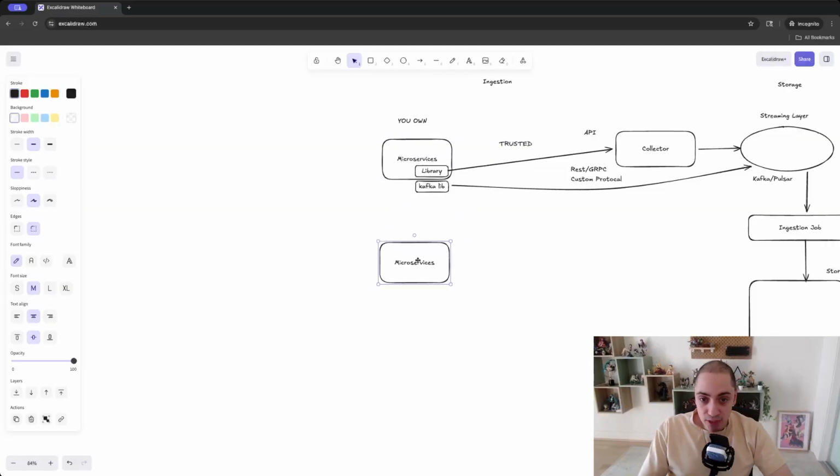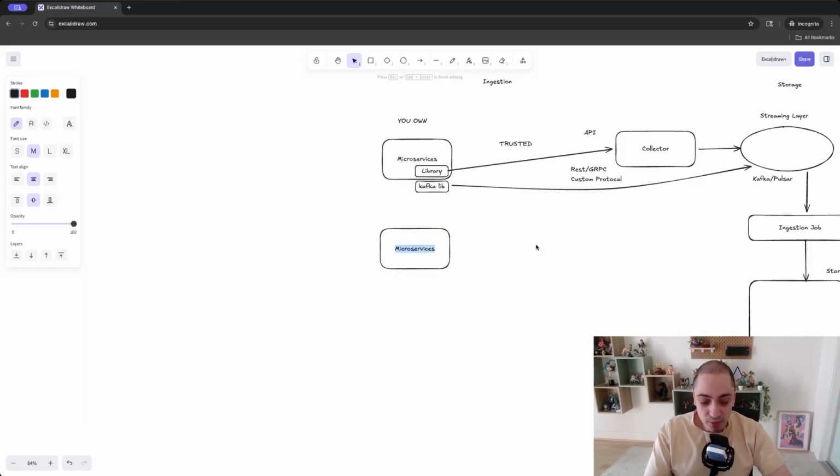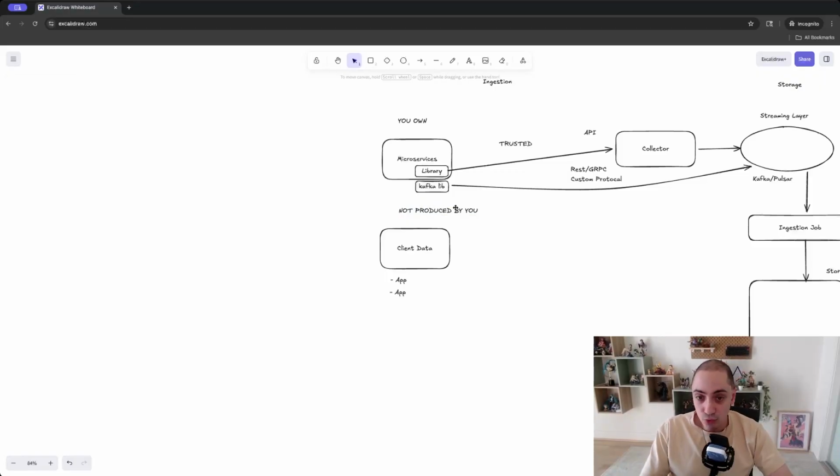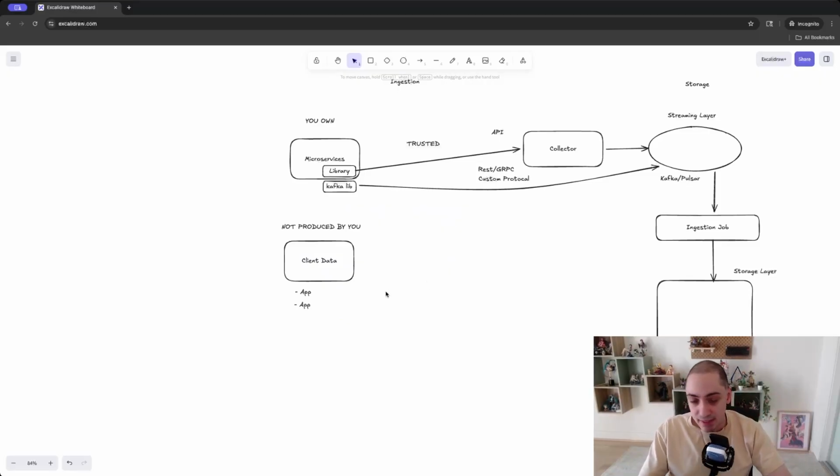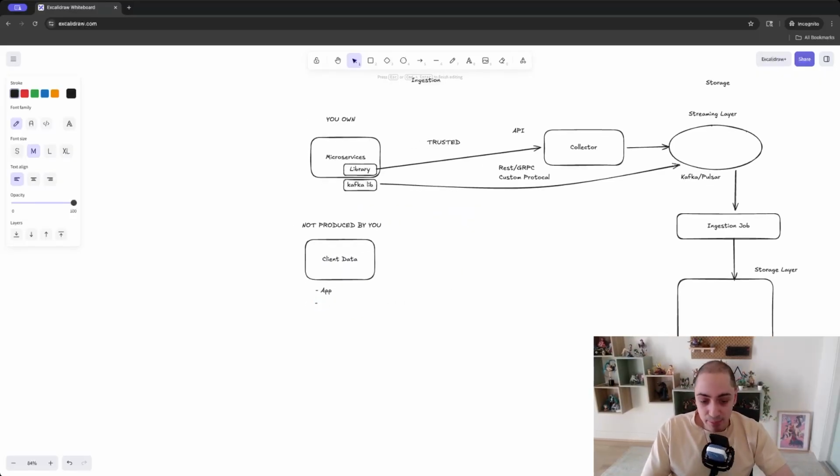Then your next one, if we go down this trajectory of classic ecosystems, is going to be your client data. A concrete example of this would be an app. This is data that's generally not produced by you, so you don't control it, and it can essentially be faked. It's going to be an app, a game client, things like that.